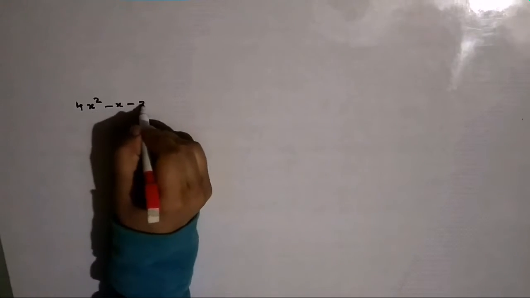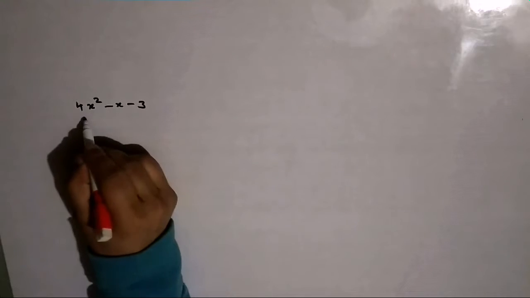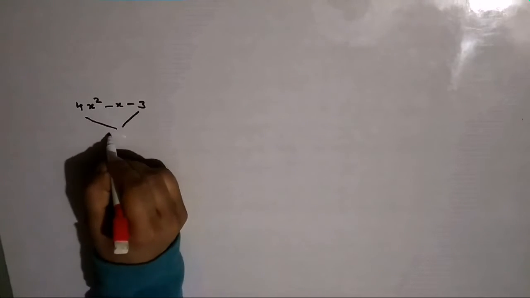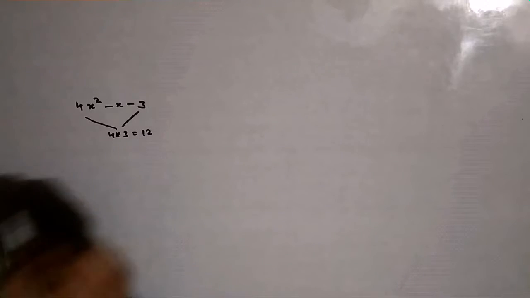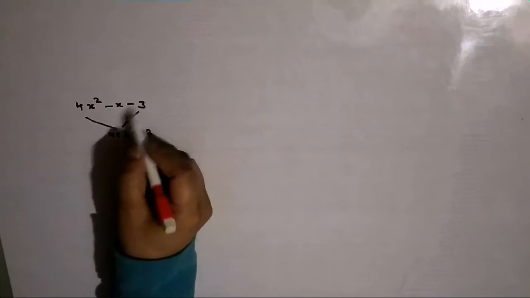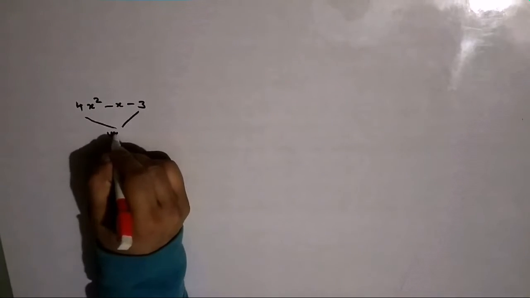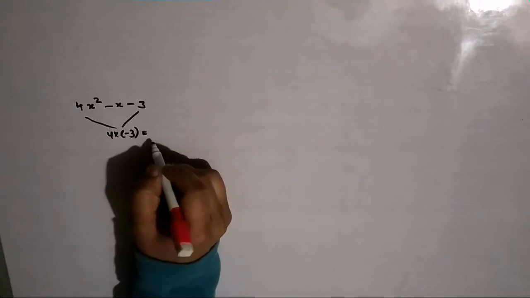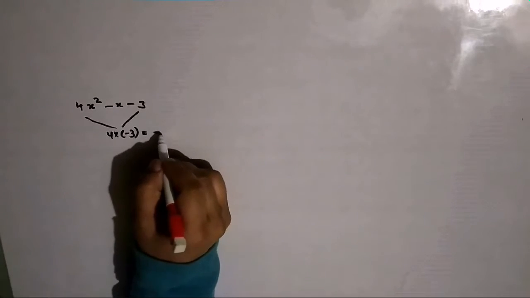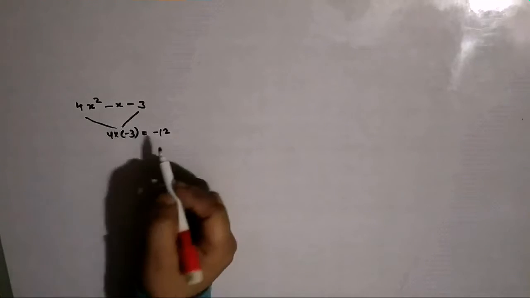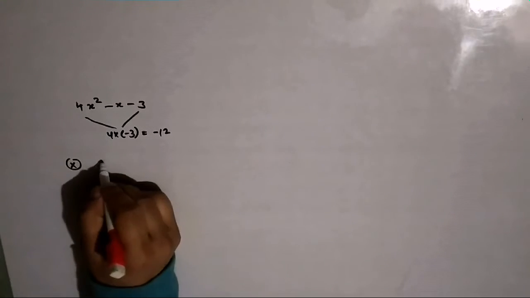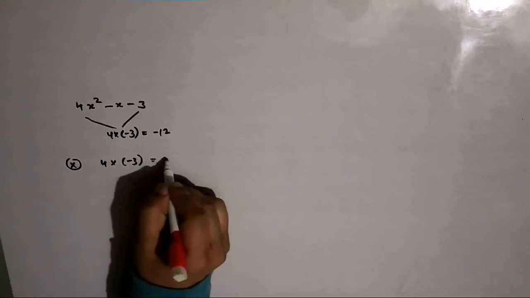Suppose the next question is the following: 4x square minus x minus 3. So here the product of the first term coefficient and the last term is 4 into 3, that becomes 12, and that basically is minus 12 because of the minus 3. So you can write 4 into minus 3, that is minus 12. That is the multiplication.